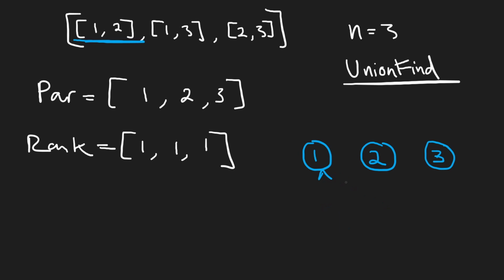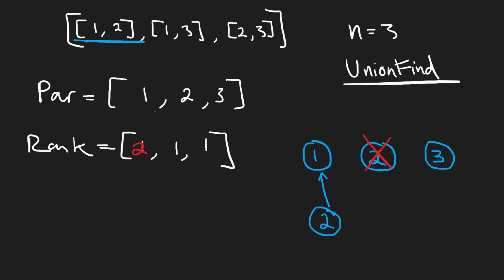But in this case, we know that both of the ranks, or in other words, size, is the same of both of these. They're both 1, so it doesn't really matter what we do. Let's add 2 as the child of 1. So since now 1 has another child, the size of this is actually going to be 2 now. So let's update the rank of it to 2.